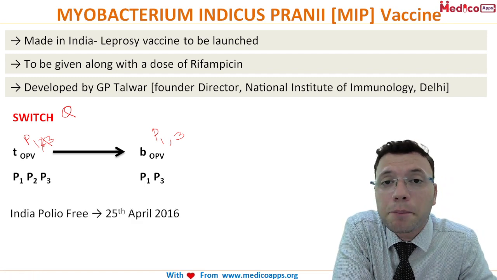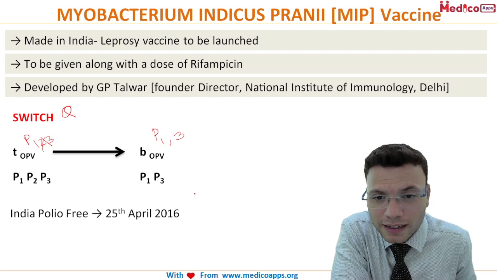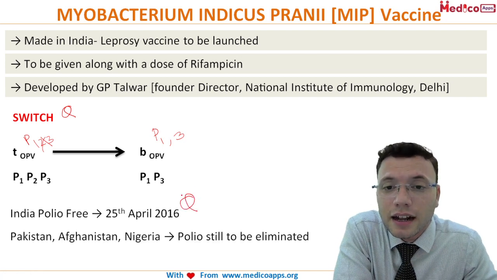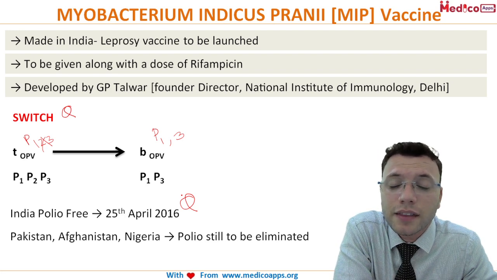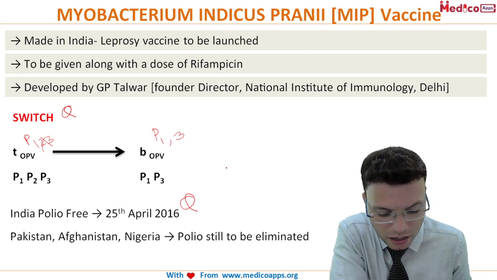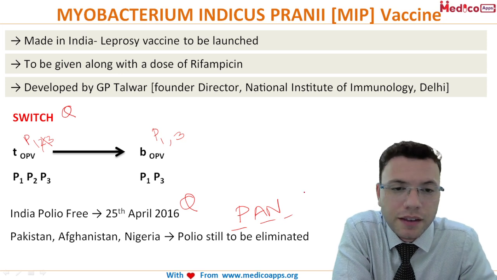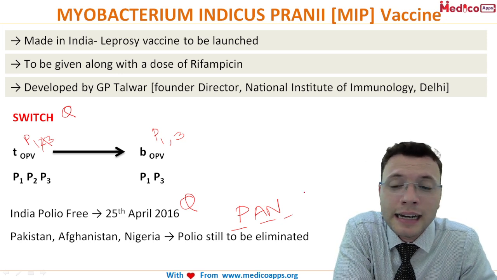So India became polio free. It's a date very commonly asked: 2016, 25th April. And the only 3 countries which still have polio, which need to be eliminated, are the PAN countries. PAN card, like you can remember: Pakistan, Afghanistan and Nigeria. After this, the world can be eradicated from polio.